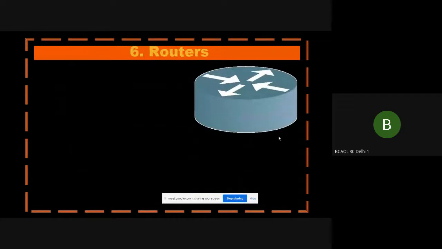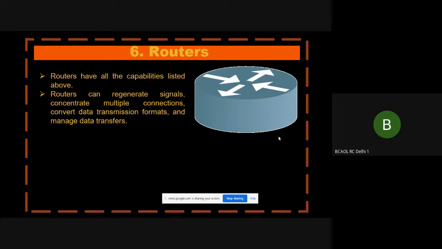Then, what is a router now? A router has all the capabilities listed above. Whatever capabilities were for other devices, a router can do that. A router can regenerate signal, concentrate multiple connections, convert data transmission formats, and manage data transfer. Can you see that? Whatever the other devices could do, which we have seen earlier, the bridge, the switch, the hub, the repeater, the router can do all the things.